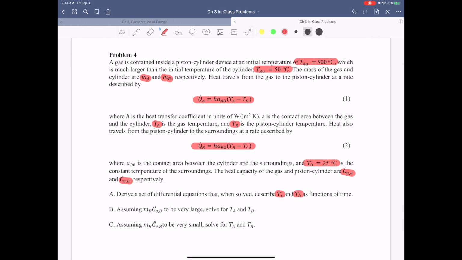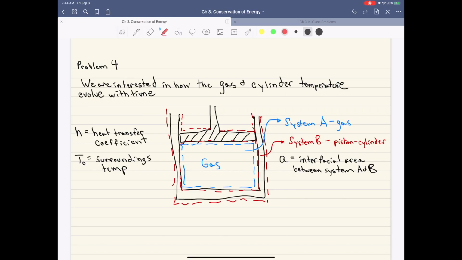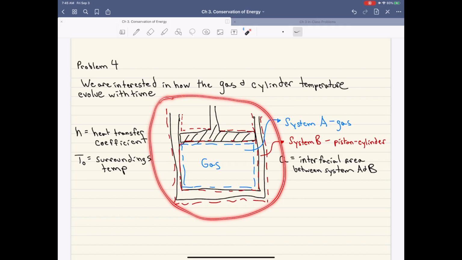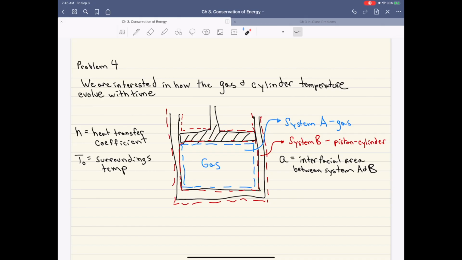And so from this problem statement, we can identify that this problem basically wants us to figure out what the gas and the cylinder temperatures are as a function of time. Right? And so here's a schematic of what we can imagine the system to be like. We have a piston cylinder system where inside the cylinder we have a gas, and I'm going to call that system A. And then for system B, we actually treat the piston cylinder itself, so all the metal parts of that piston cylinder setup. Okay, and I'm going to call that system B.